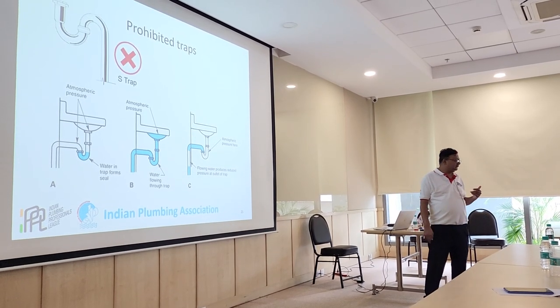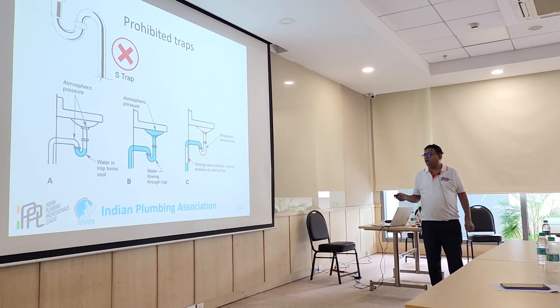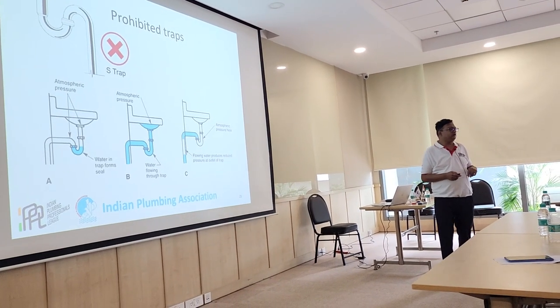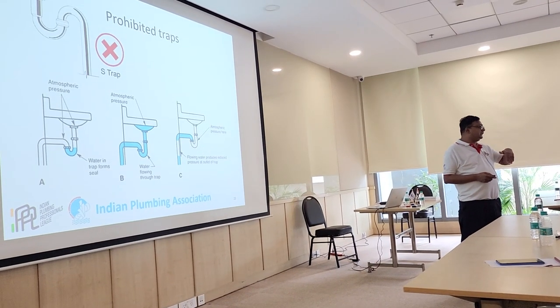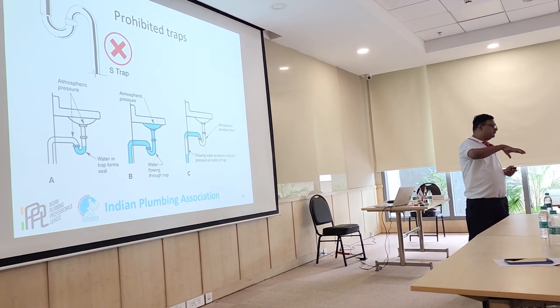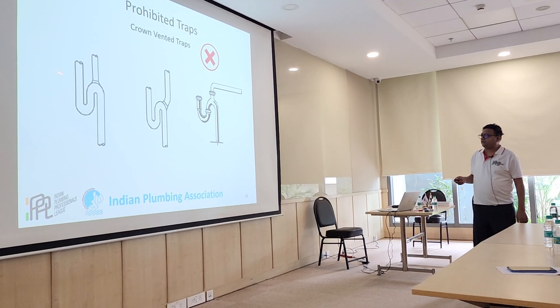The slides are also there to be seen. So what acts over here? When you wash your hand or when you start a tap, the water flows because of gravity and atmospheric pressure imposed on it. Prohibited trap, this type of trap shouldn't be there.